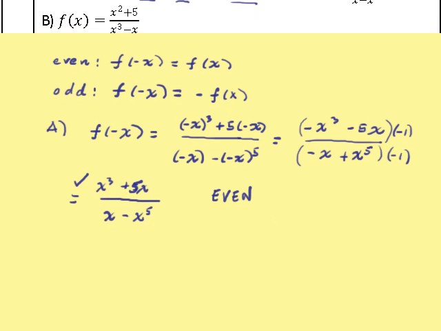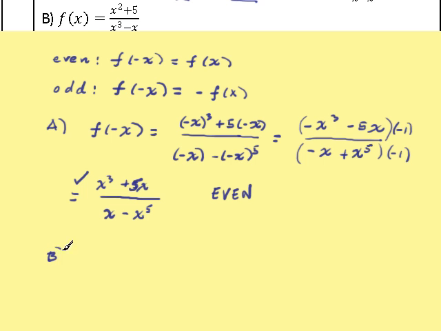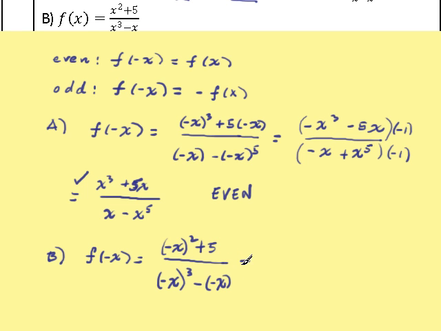And now let's test the other one. Let's test b. We're going to substitute in minus x. And here we have minus x squared plus 5. And here we have minus x cubed minus x. Remove parentheses. Minus x squared is x squared. Here we have minus x cubed plus x. Okay, compared to the original, the numerator is the same. The denominator is the negative of the original denominator.